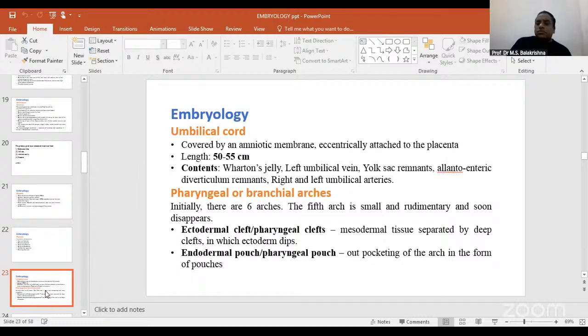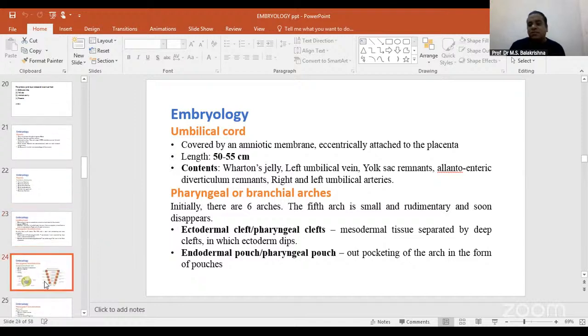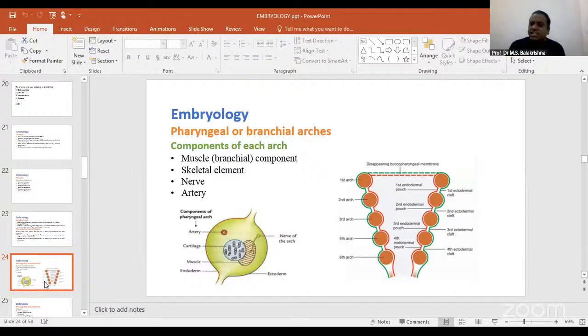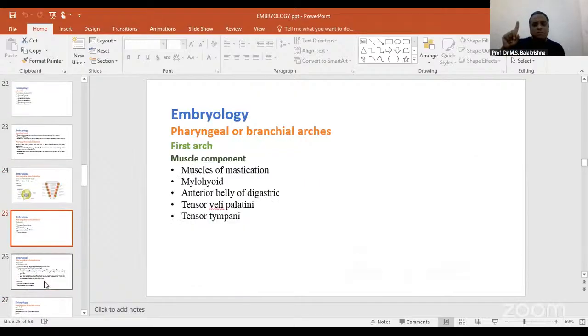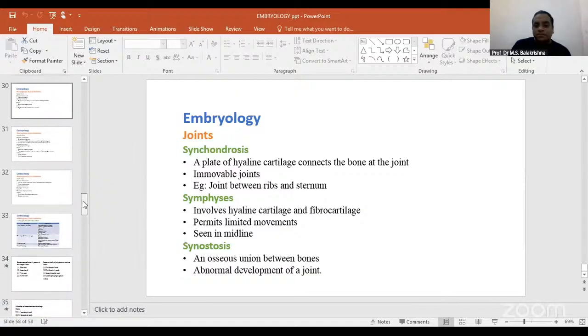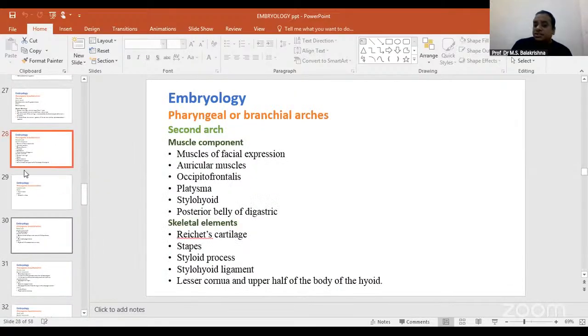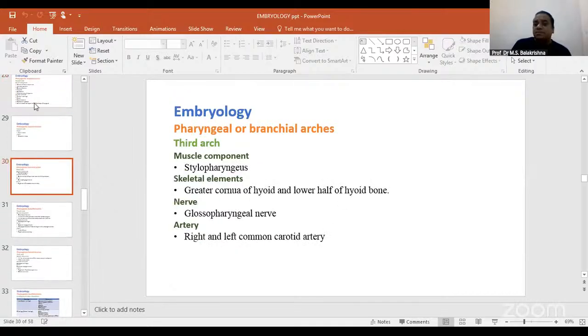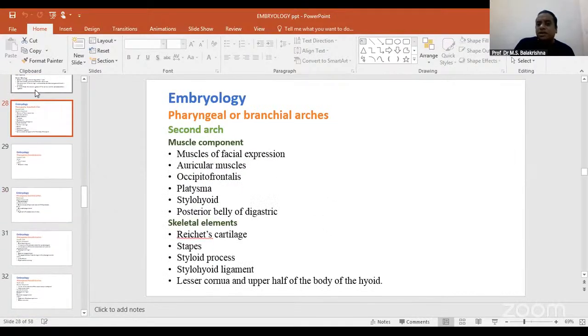So next, coming to pharyngeal arches. Initially 6 arches are there, but after some time the 5th arch becomes rudimentary and goes off. And you should know what structures develop from the 6 arches. In each arch, there will be one muscular component, one artery, and one nerve. So for each derivative, you should know from where what develops. This is the part which comes in almost all the exams, so you should never miss it out.